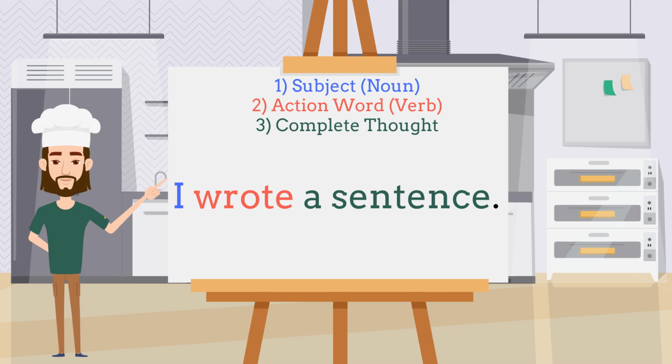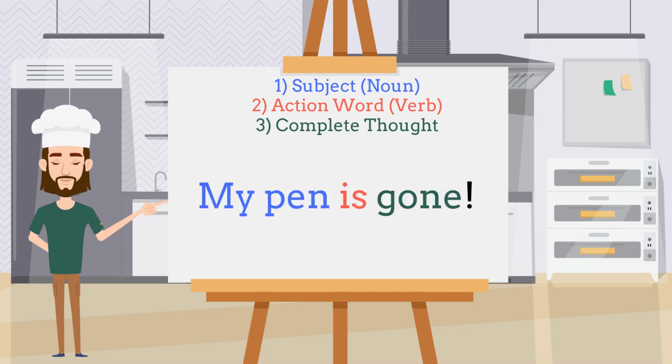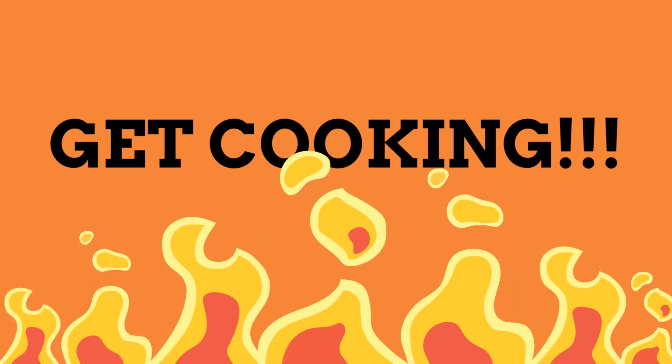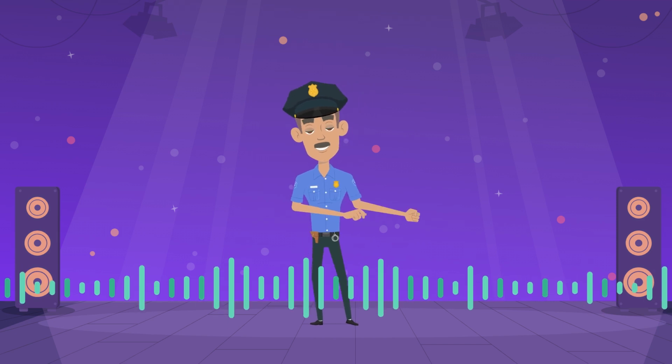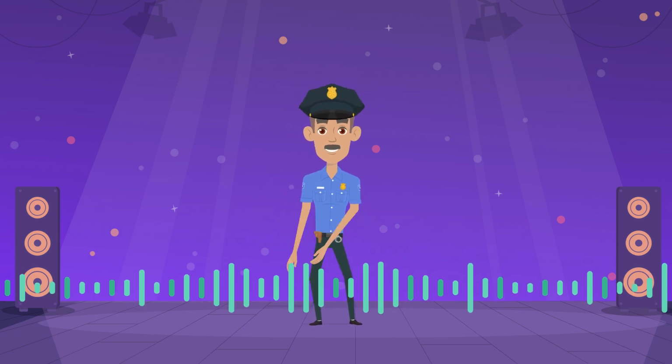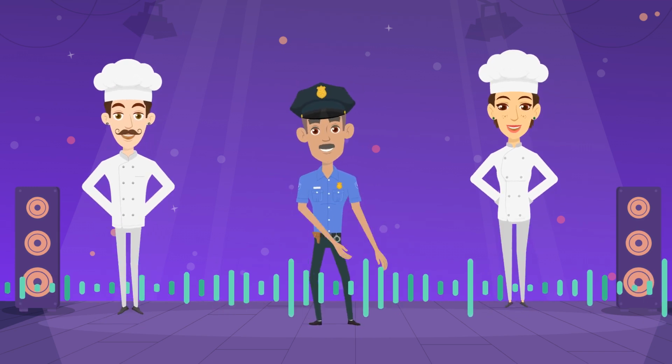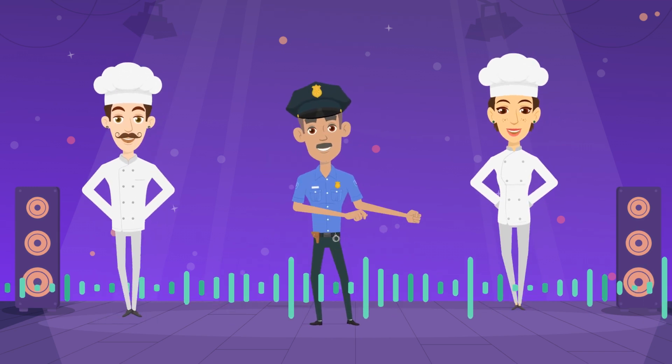Let's make a sentence. What do we need? 3 ingredients. So get cooking. Yeah. Okay. Yeah. Get cooking.